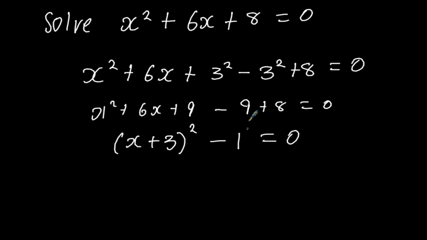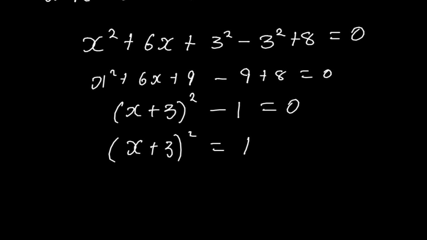So as I said, I take this part to the other side. This is what I'm going to do now. x plus 3 squared is equal to 1. And then the next step will be finding the square root. Now I've already completed squares. So I find the square root on both sides, which will give me x plus 3 equals the square root of 1. And we know that the square root is either plus or minus.